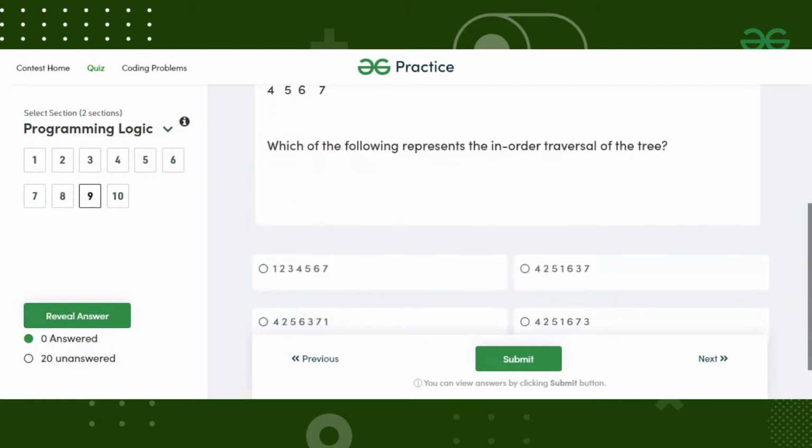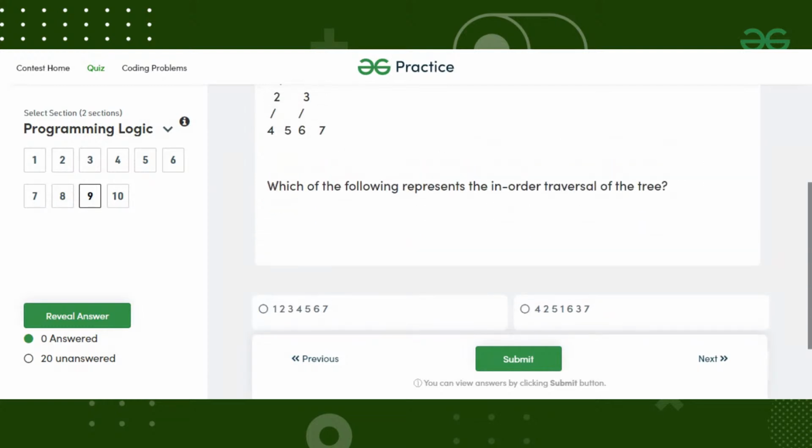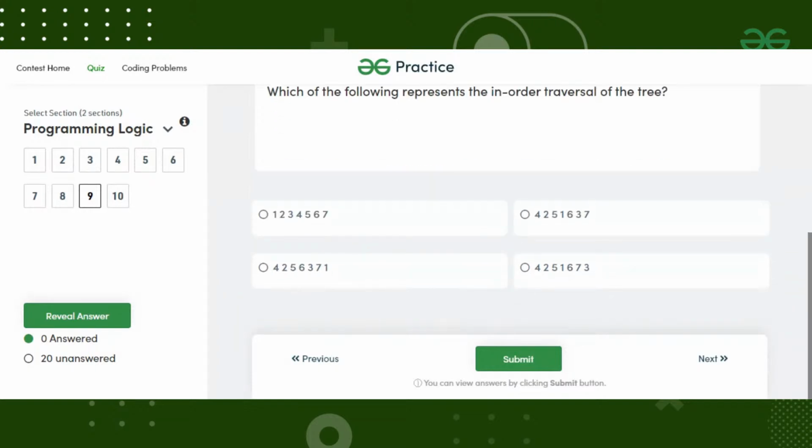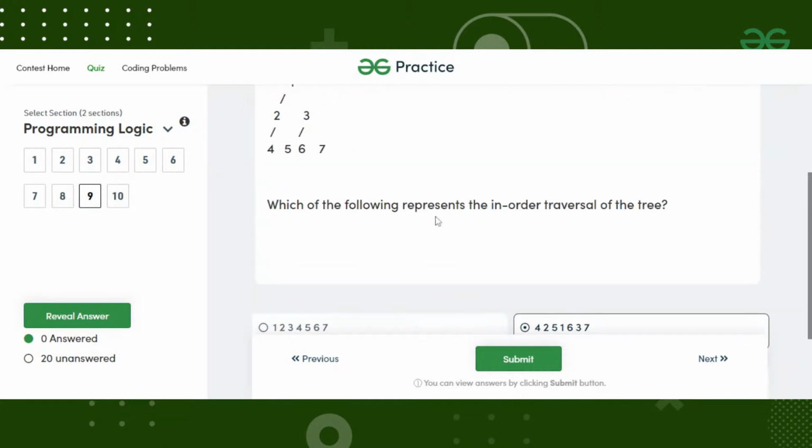Now, what does inorder traversal of a tree mean? First we do left, then root, then right. So in that way, the correct answer to this question will be option B. We need to first traverse the left part, then root, then right.